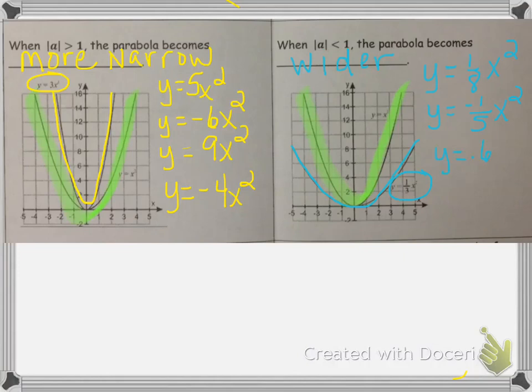Y equals 0.62 x squared, because 0.62 is less than 1. And finally, y equals negative 0.45 x squared. All 4 of these functions we have written would create the graph of a parabola that is wider than the parent function y equals x squared.